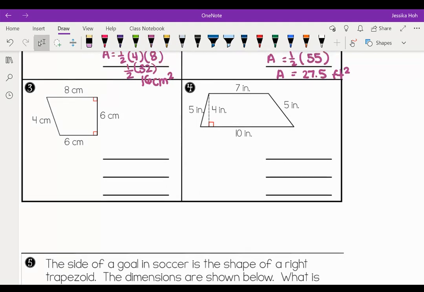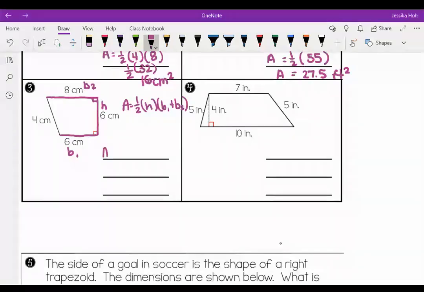Number 3, area equals a half times height times B1 plus B2. The more you write the formula, the more you'll know it. So this one has 4 numbers, trying to trick us. So let's look for my perpendicular line. Okay. So this must be my height. So then my bases are parallel. So base 1, base 2. Remember, it doesn't matter which one is base 1 and which one is base 2.